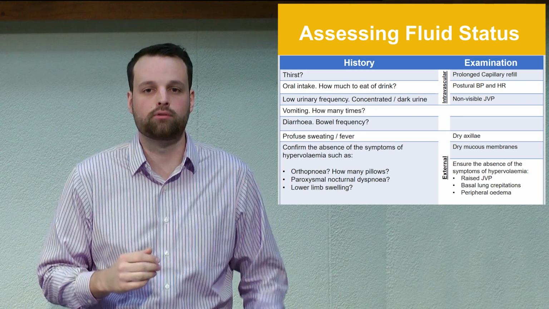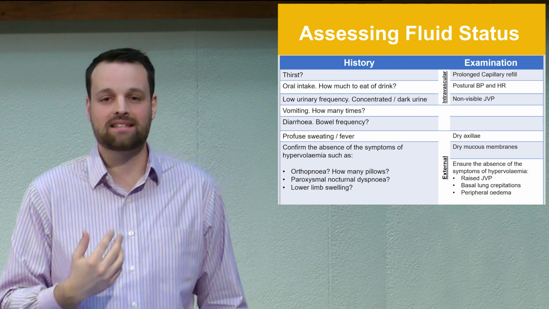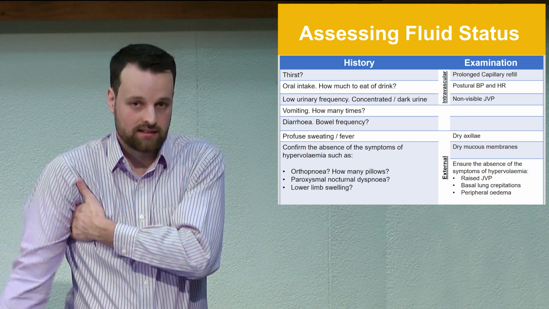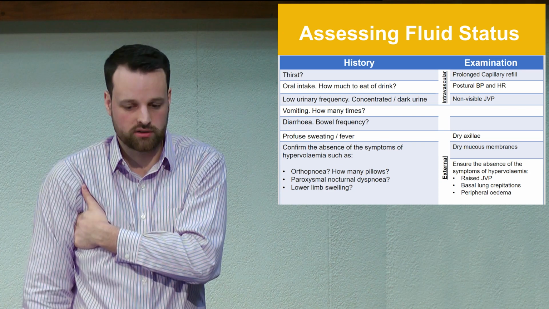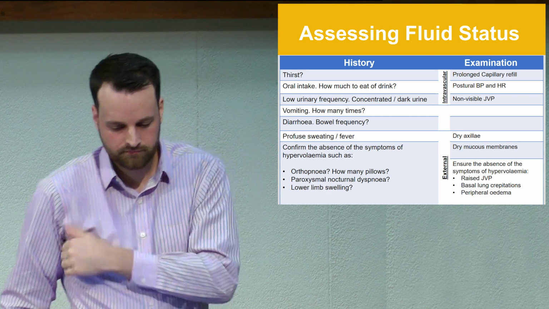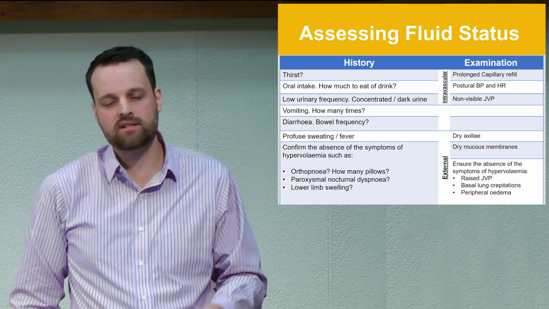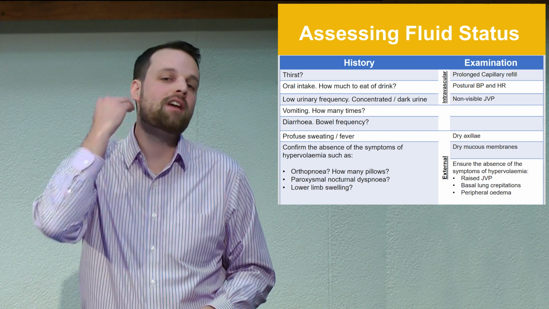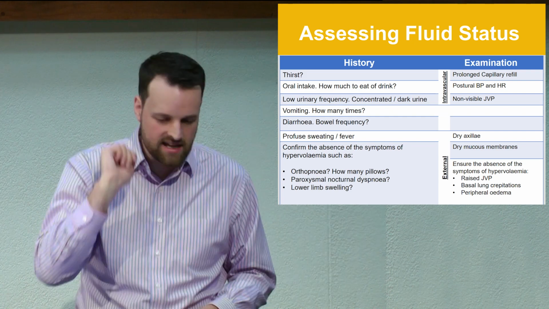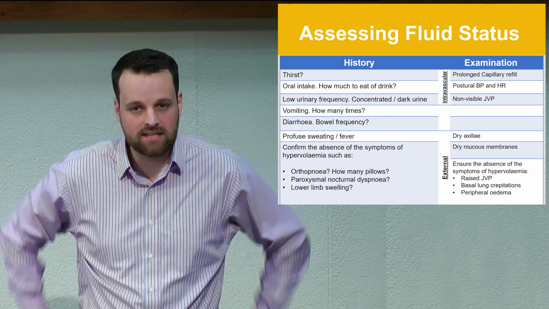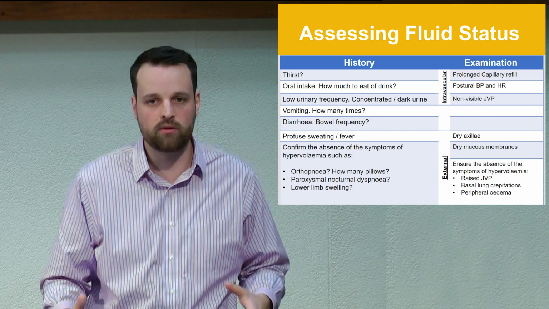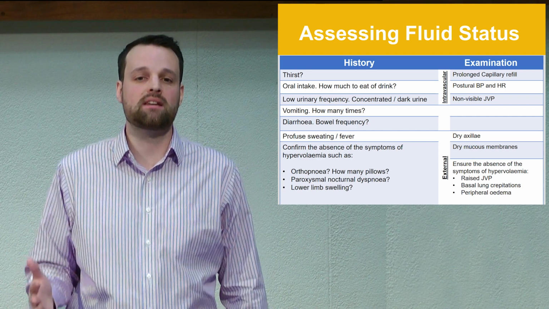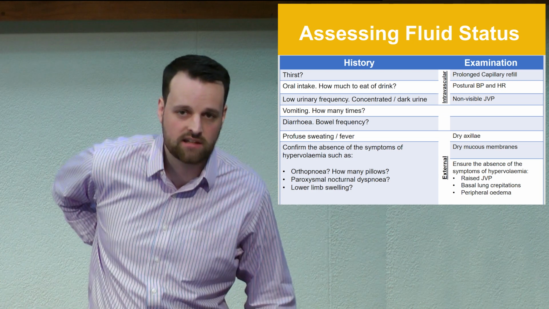Do their eyes look bright? Is their tongue wet, or is it furrowed and dry? Do they have a dry axilla? This is especially useful in children that can't talk to you. And confirm the absence of signs that would suggest hypervolemia. So look for that raised JVP that's wiggling the earlobe. Listen for bibasal lung crepitations that would suggest pulmonary edema. And look for lower limb pitting edema, or in someone that's been in hospital a long time, feel for sacral edema.